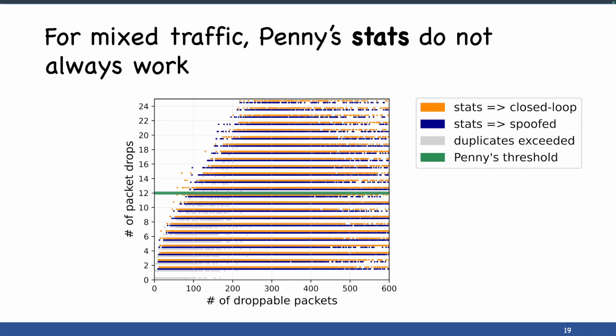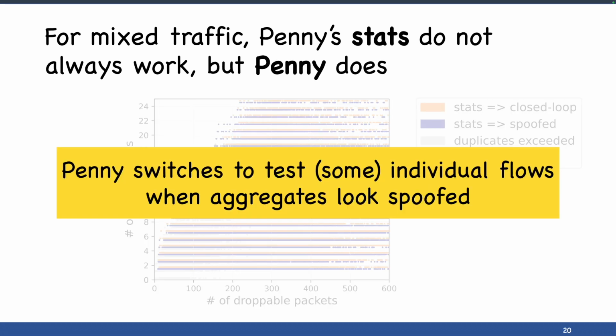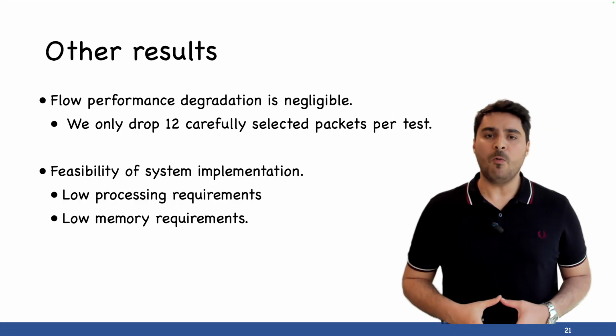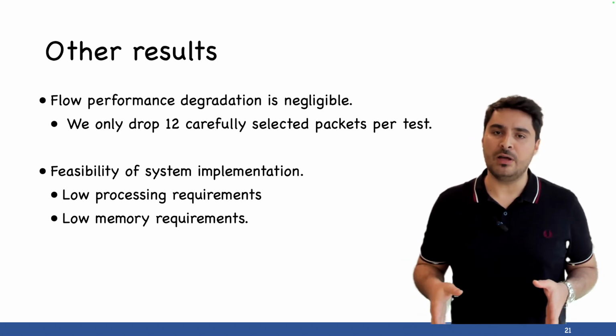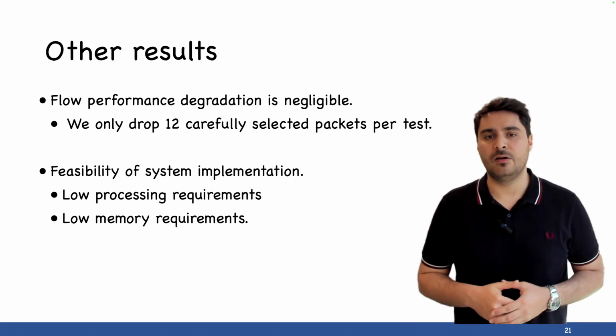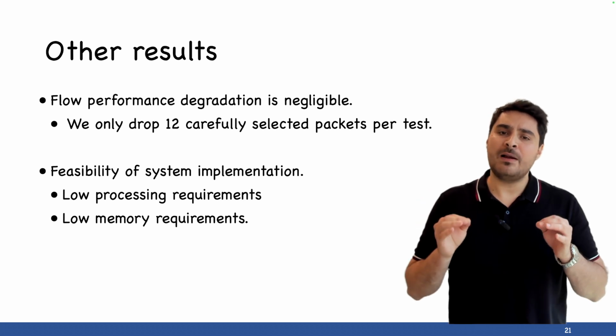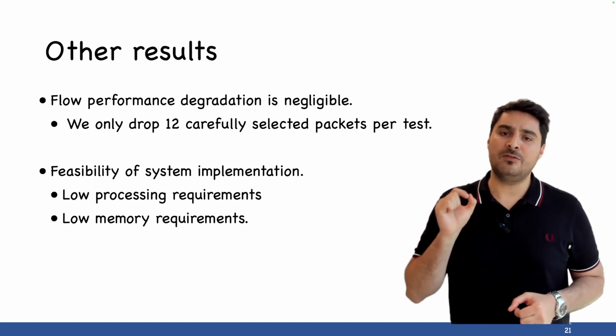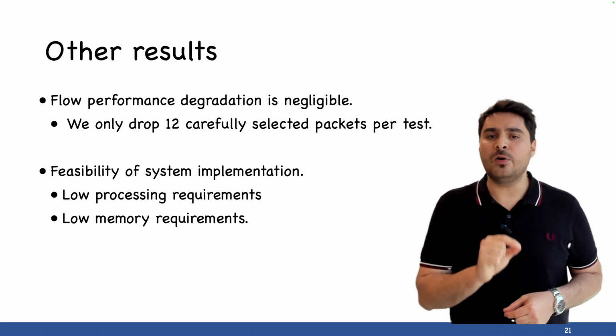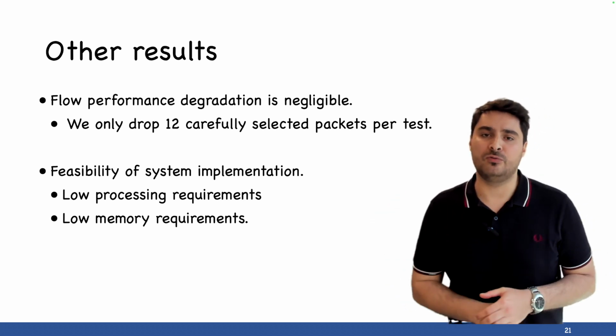To handle these cases, if Penny's outcome is spoofed, we start testing individual flows. In our evaluation, we found that when switching to this mode, we are always able to find some legitimate flows. We also evaluated the performance impact when running Penny on individual flows and when running Penny on aggregates. We found that Penny has a minimal performance impact on the completion time of TCP flows, especially in the case of aggregates, as we carefully drop 12 packets across multiple flows.